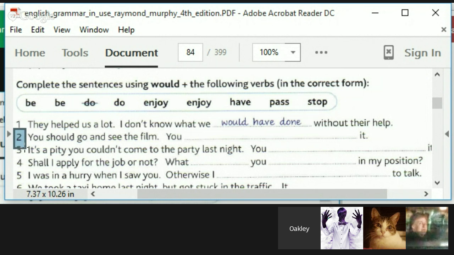Okay. David, number 2. Okay, you should go and see the film. You would enjoy it. There you go. You would enjoy it. What's the difference, David, between saying you would enjoy it and saying you might enjoy it? Because you could also say you might enjoy it or you may enjoy it. I think that would is something not. You would enjoy it and you wouldn't enjoy it, I think.